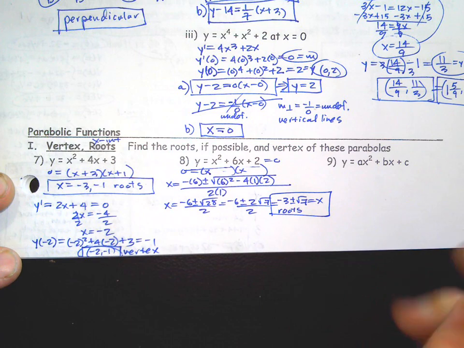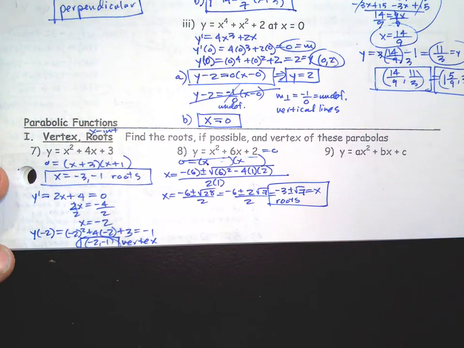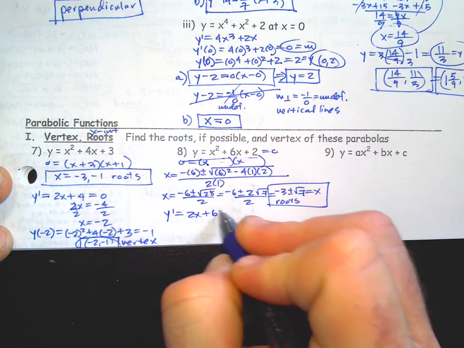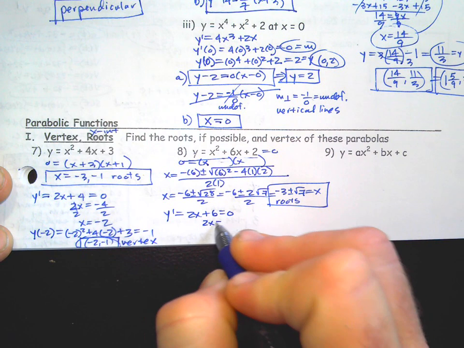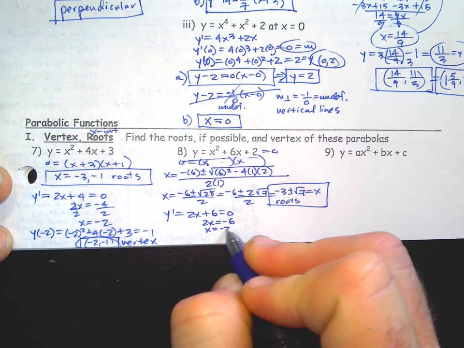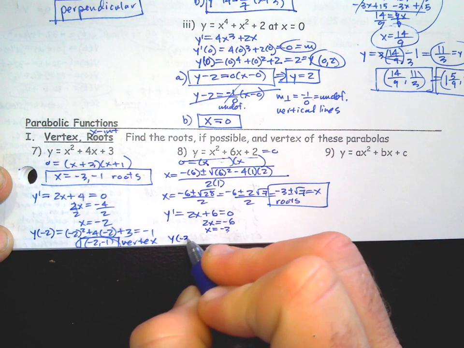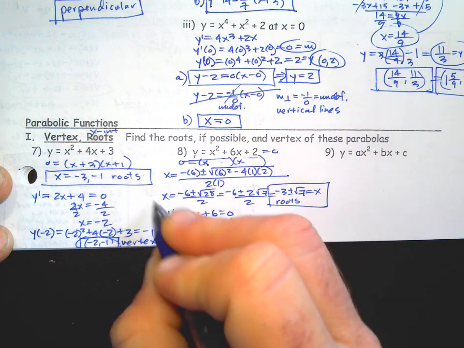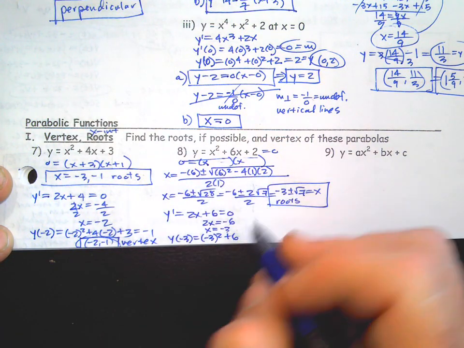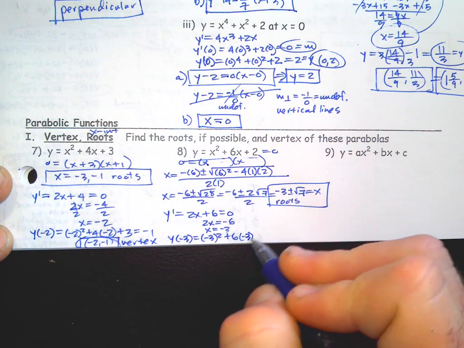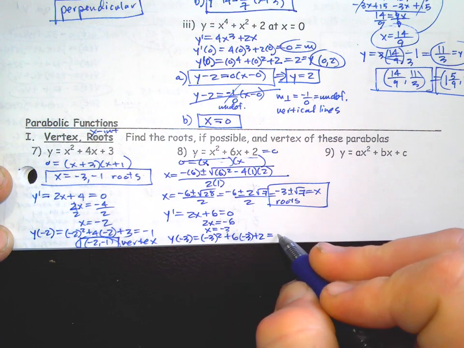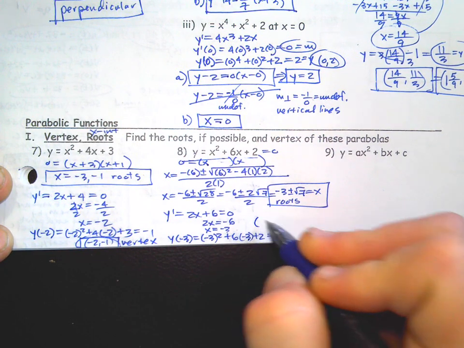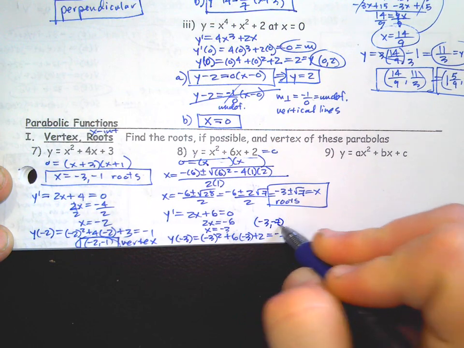And they're real. So then the vertex, y prime equals 2x plus 6 equals 0. 2x equals negative 6. x equals negative 3. Plug in negative 3 into the original equation. It's good to label your work. I don't want to see random numbers and expressions without any kind of label as to what they are. Let's see. 9 minus 18 is negative 9, plus 2 is negative 7. So (negative 3, negative 7) is the vertex.